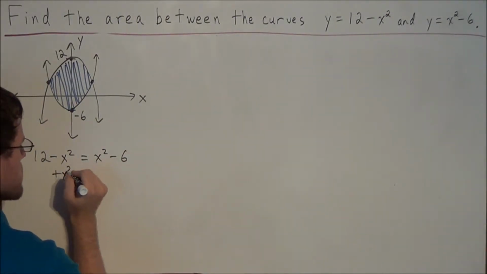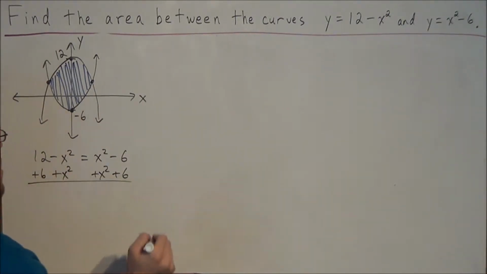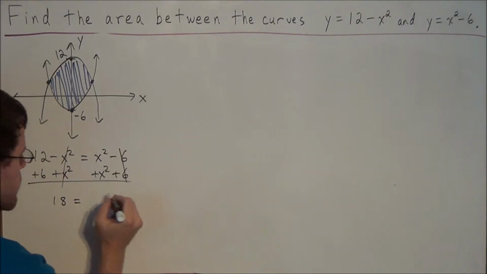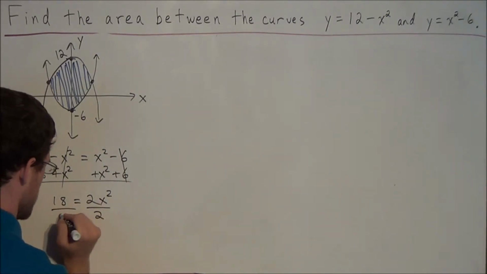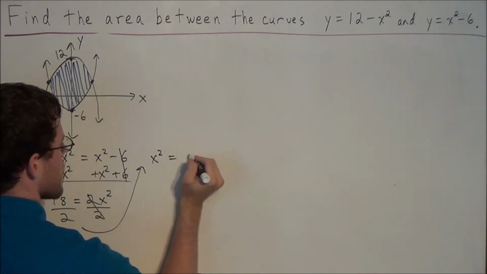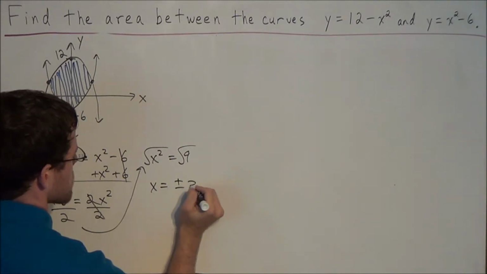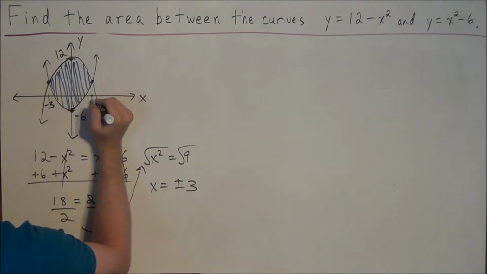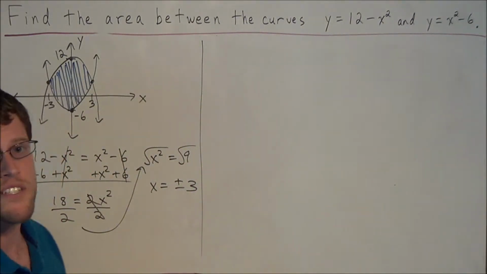So we could add x squared to both sides, and we could also add 6 to both sides. On the left-hand side, we're left with 18, and on the right-hand side, we're left with 2x squared. So now we just need to divide both sides by 2, and we're left with x squared equals 9. So we take the square root of both sides, and we have x is equal to plus or minus 3. So this tells us that the points of intersection occur when x equals negative 3 and when x equals positive 3. So now we can set up our integral.